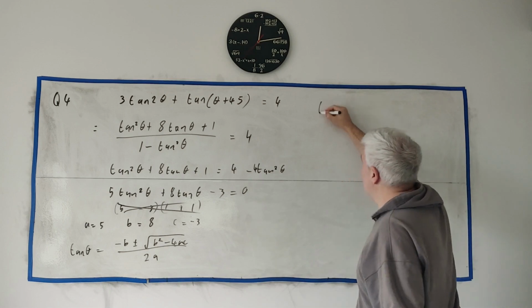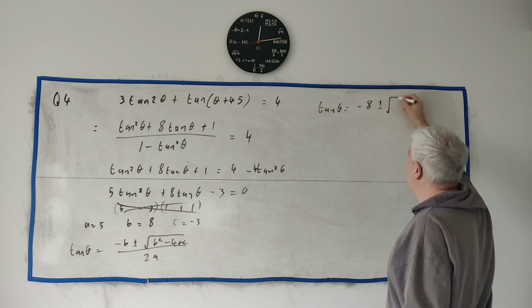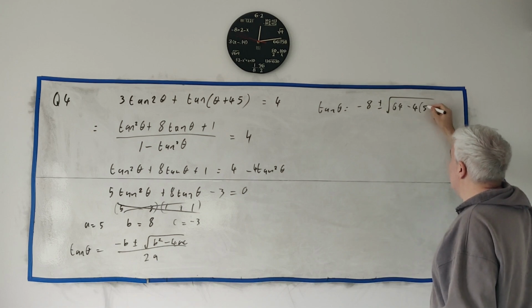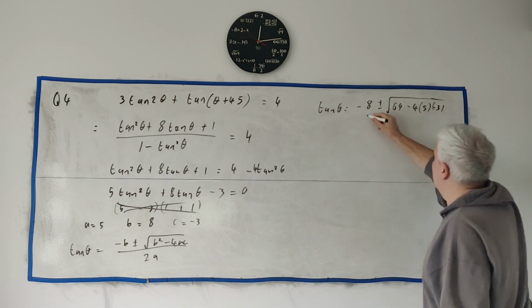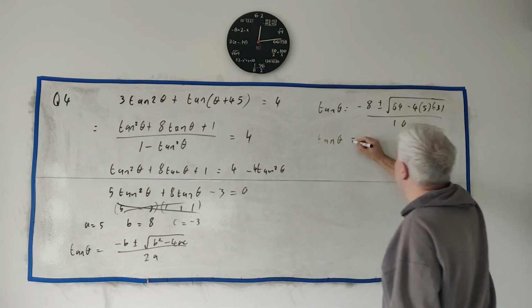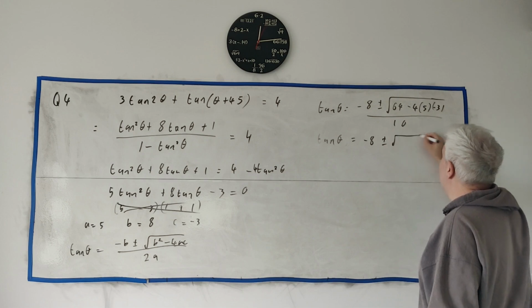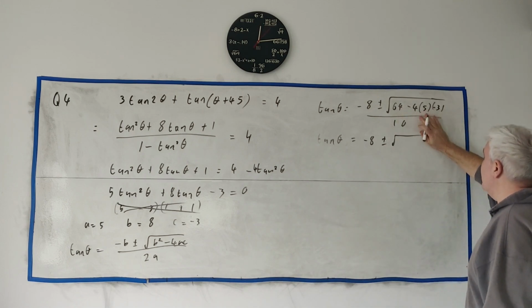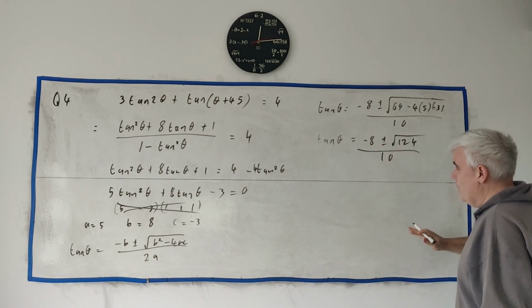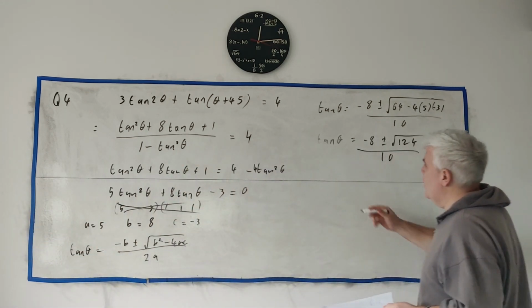Let's just fill that in with the numbers. We get tan theta is equal to minus 8 plus or minus the square root of 64, that's 8 squared, minus 4 times 5 times minus 3, all over 10. Let's clean this up. We get minus 8 plus or minus, that becomes 20 times 3, that's 60, becomes the square root of 124, over 10.